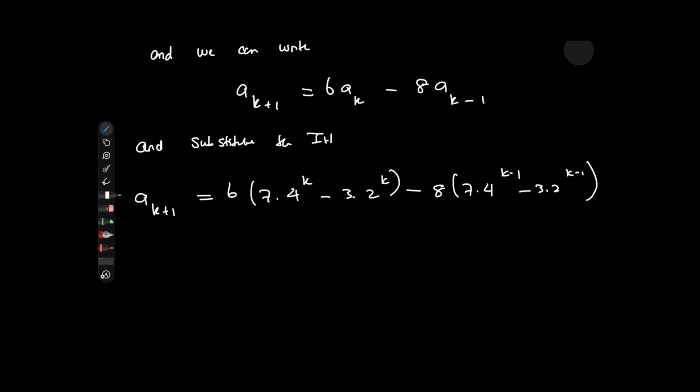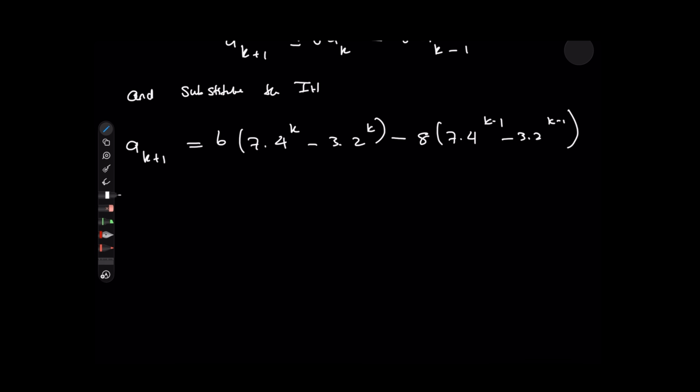So now let's expand. Let's just expand these brackets. So I'll have 7 by, that's 42, multiply by 4 to the power of k, minus 6 by 3, that's 18 by 2 to the power of k, minus 7 by 8, that's 56 by 4 to the power of k minus 1, plus, because negative and negative, 8 by 3, 24 by 2 to the power of k minus 1.